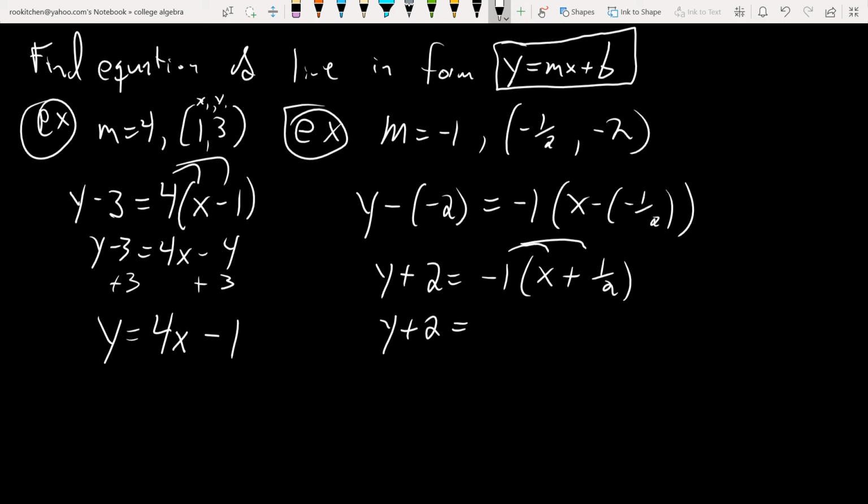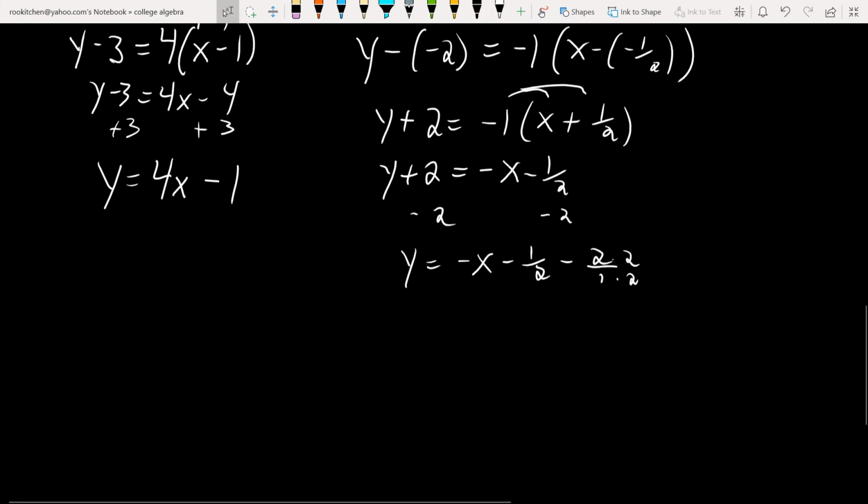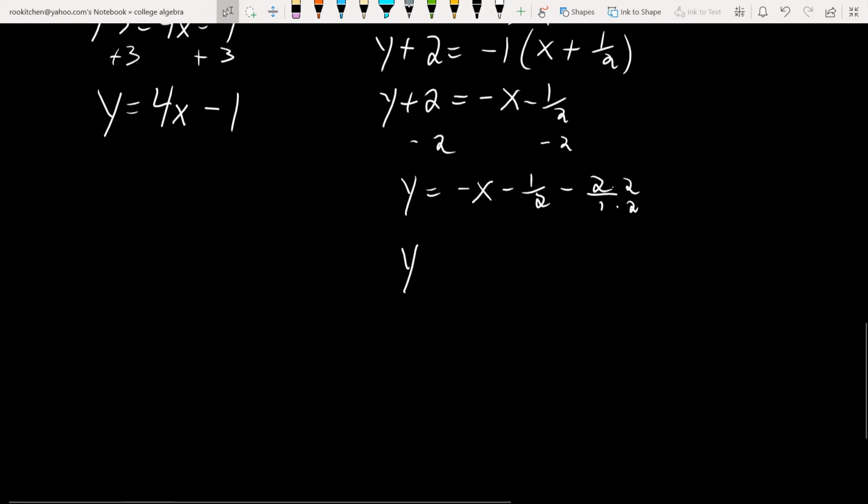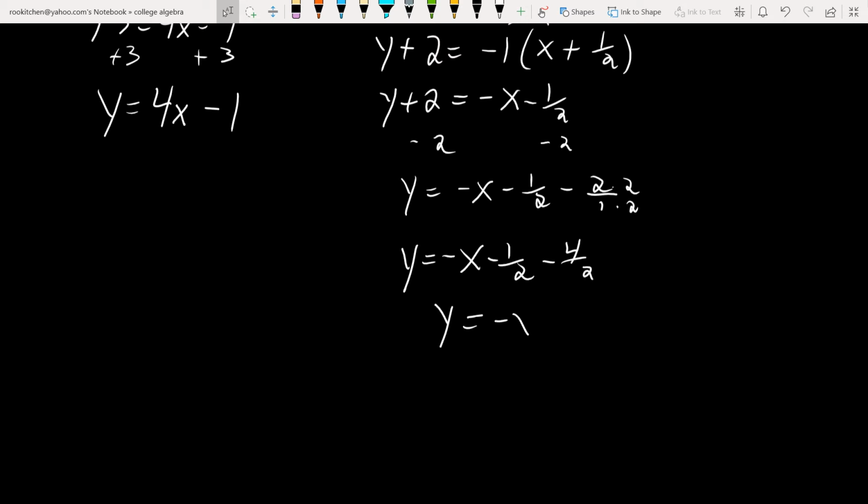But anyways, distribute the -1. This is 1/2, and then you can move the 2 over. So y is -x minus 1/2 minus 2. I need a common denominator, so I'm going to multiply this top and bottom by 2. Almost there. y is -x minus 1/2 minus 4/2. So finally, y is -x minus 5/2. Okay, so that's the first kind of problem.